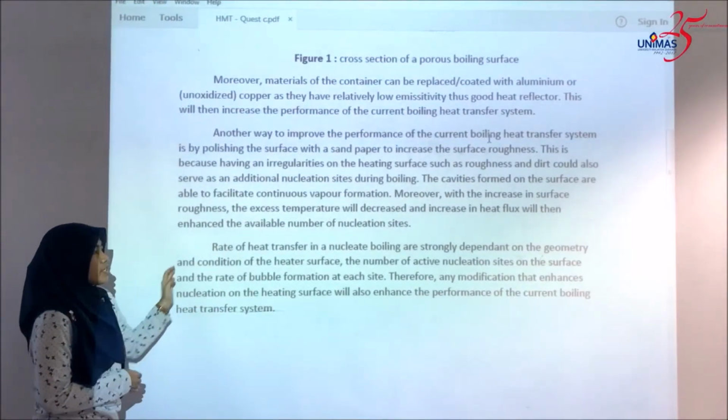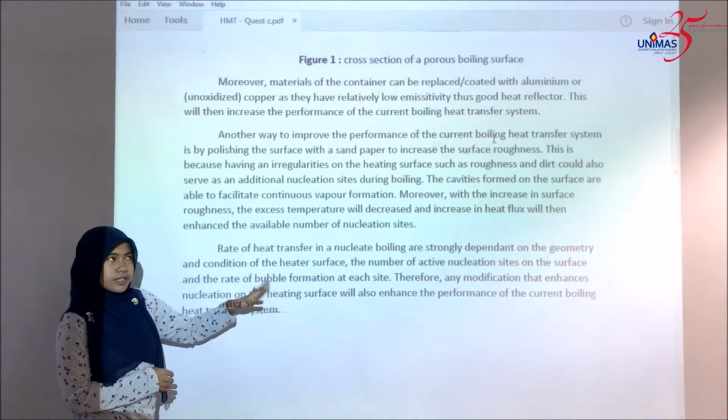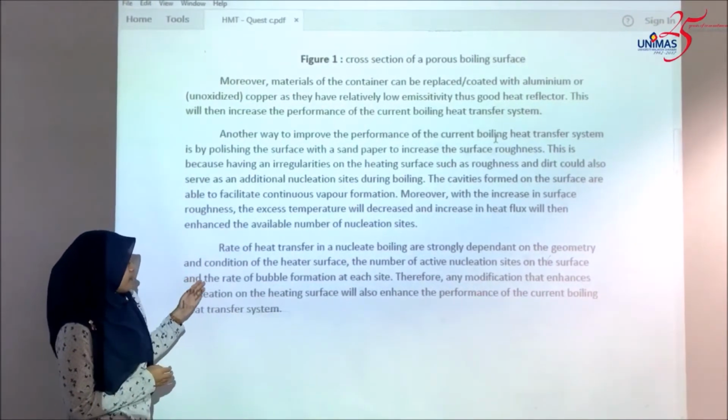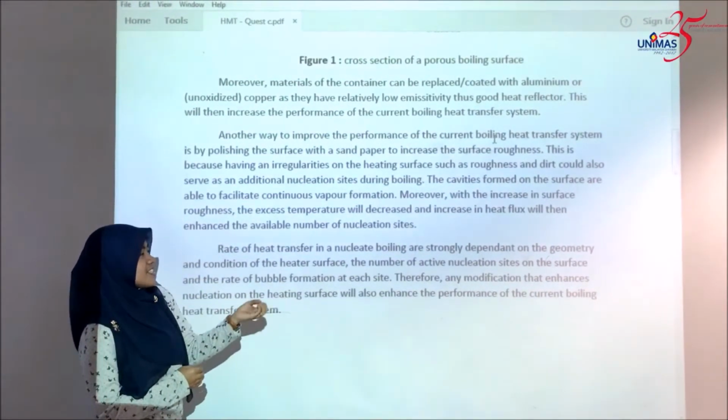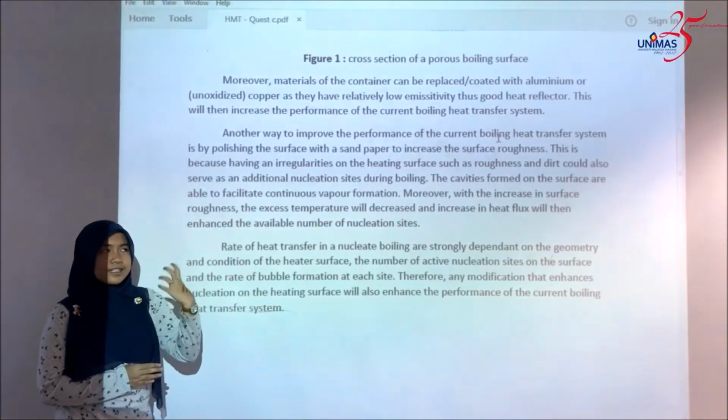Now we know that the rate of heat transfer is strongly dependent on the condition of the heater surface, the number of active nucleation sites on the surface, and also the rate of bubble formation on the site.